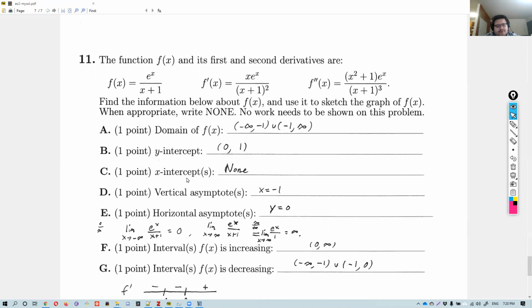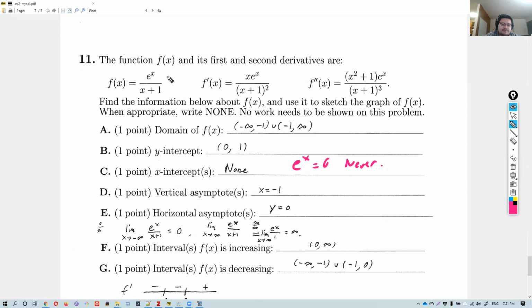For the x-intercept, you let y equals 0, so imagine that this is 0, and then you can multiply the denominator over, and that's basically then asking, when is e to the x equal to 0? And the answer is nowhere, right? This equation never happens. E to the x equals 0 never happens. Okay. Next, vertical asymptotes. So that's just looking at when is the denominator equal to 0? So that's at x is equal to -1, which is what I've written.